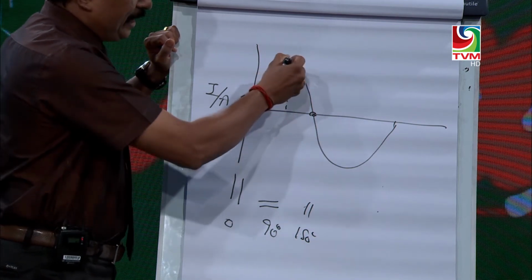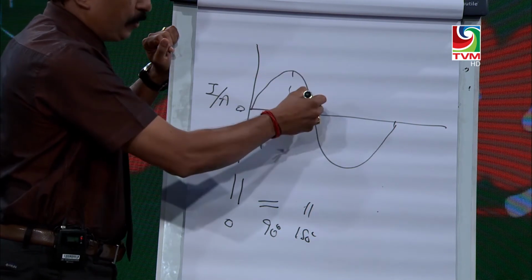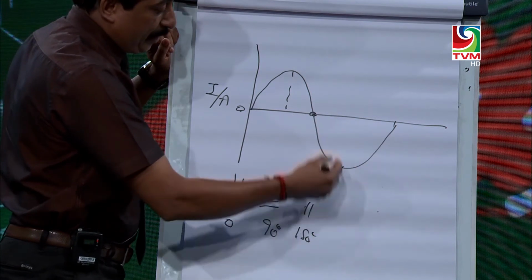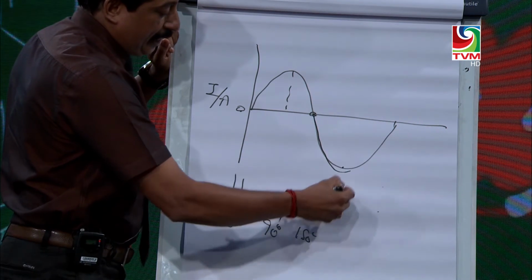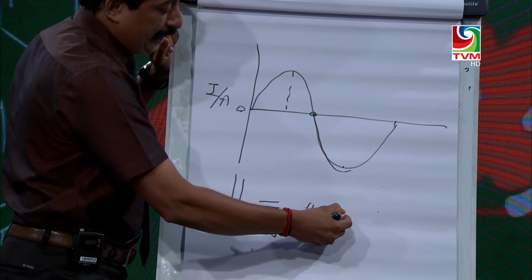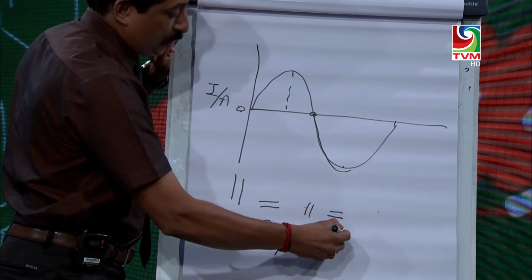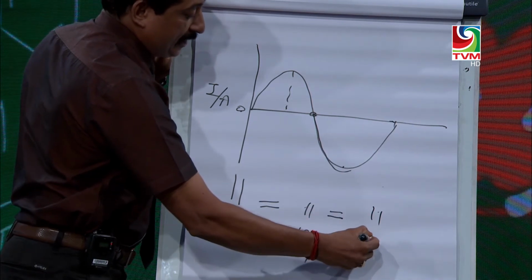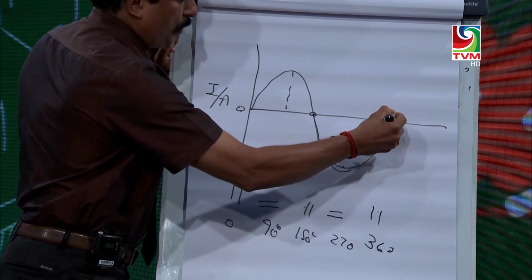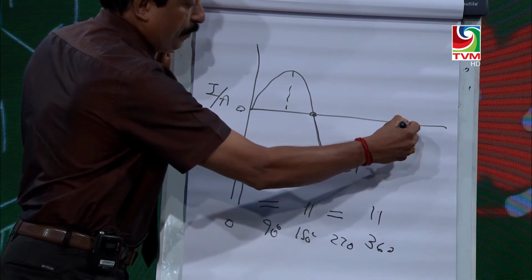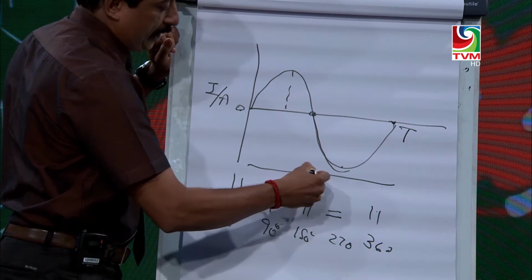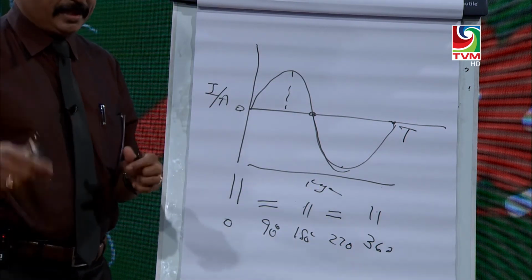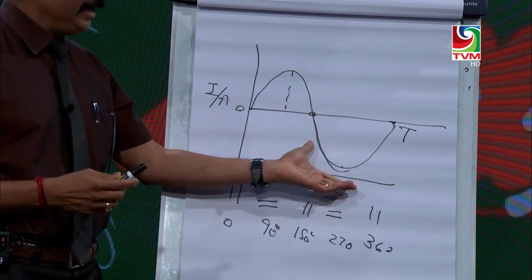In this state, the side AB is moving upwards. After 180 degrees, the side is moving in the opposite direction, so the induced current changes direction, and when it is horizontal again, it becomes maximum, that is 270 degrees. Again, when it turns to the vertical position, that is 360 degrees, the induced current is 0. This is one cycle, and the time period is here. If it continuously rotates clockwise, you continuously get an AC signal.